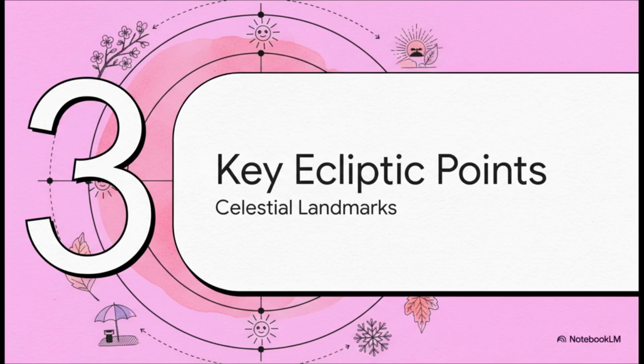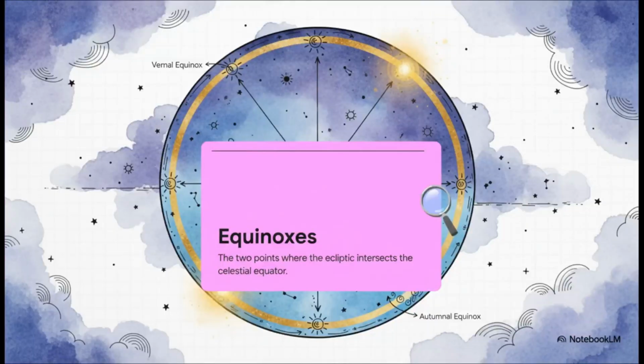And where they intersect, and where they are farthest apart, we get 4 incredibly important points along the sun's yearly path. These are the celestial landmarks that define our seasons. Imagine you have 2 giant hula hoops, one inside the other and tilted. They're going to cross each other at 2 points, right, on opposite sides. It's exactly the same with the ecliptic and the celestial equator. These 2 crossing points are the equinoxes.